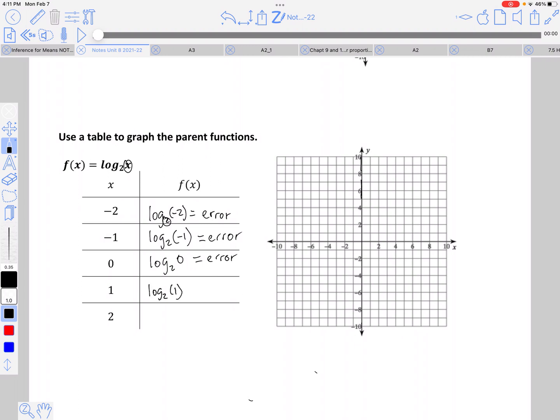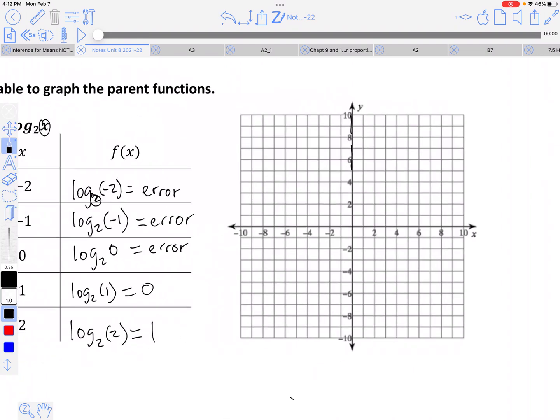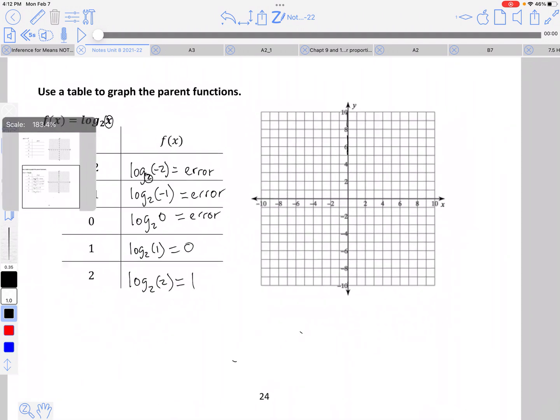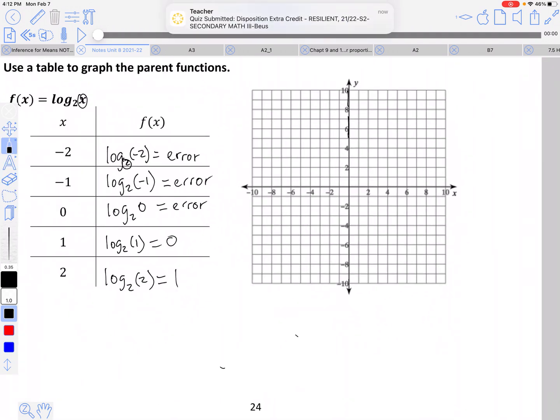All right, as I plug in these points, log base 2 of 1, so what's the exponent on 2 to get 1? That's 0. What's the exponent on 2 to get 2, replacing the 2 in for the x? Well, that's a 1. So I have 2 points, one at x is 1, y is 0, and the other at x is 2, y is 1. Now we know it's not a straight line.